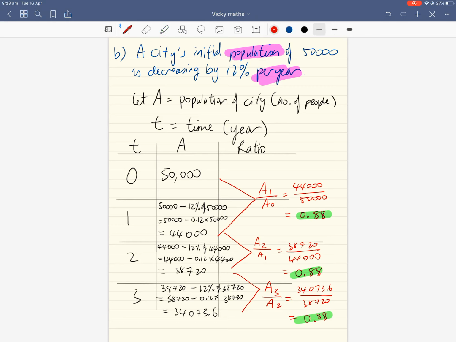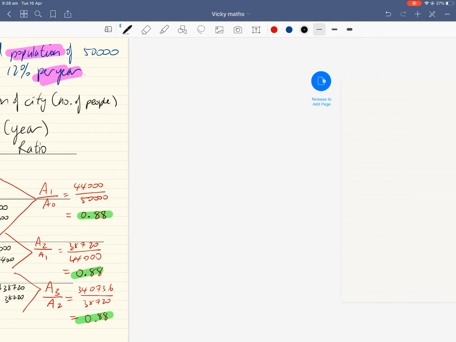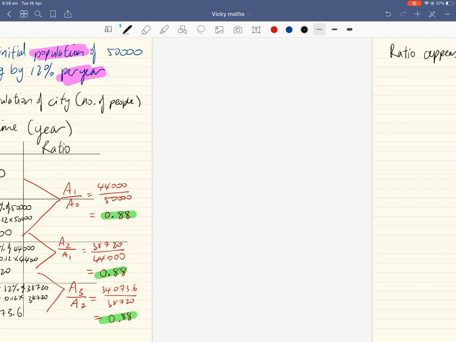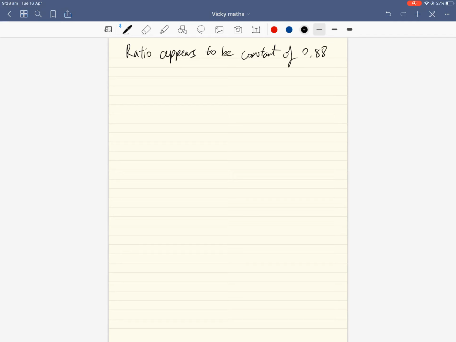Because it's a constant ratio, we've established that, we can say that yes, we can apply the exponential model. So the ratio appears to be constant at 0.88. So therefore we can use an exponential model.